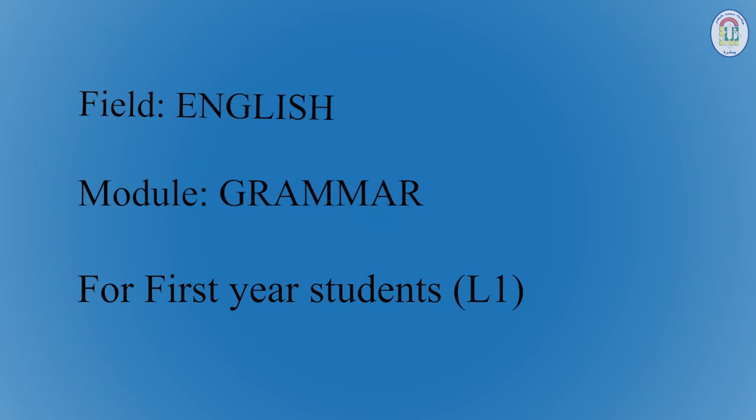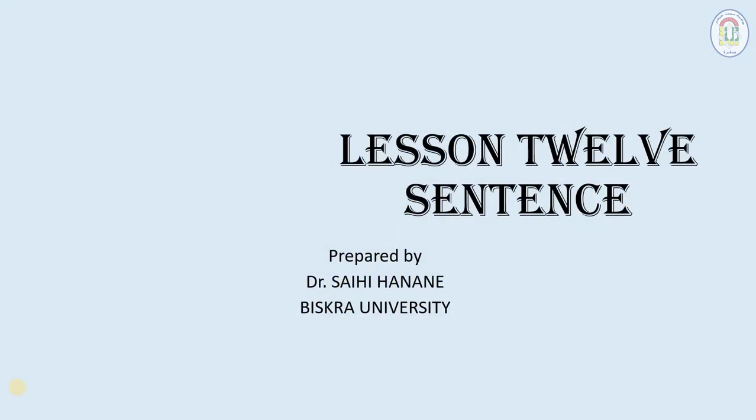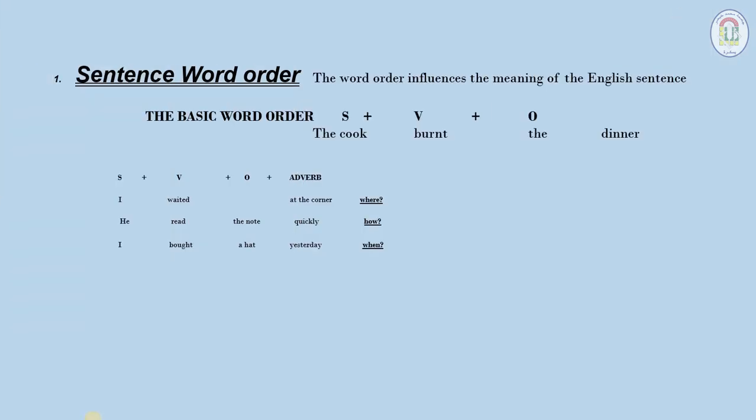My dear students, we are together with lesson 12. It is about the sentence. Normally the sentence is a group of words. Of course, this group of words is normally arranged logically: subject, verb, object, and we have different patterns for the sentence.